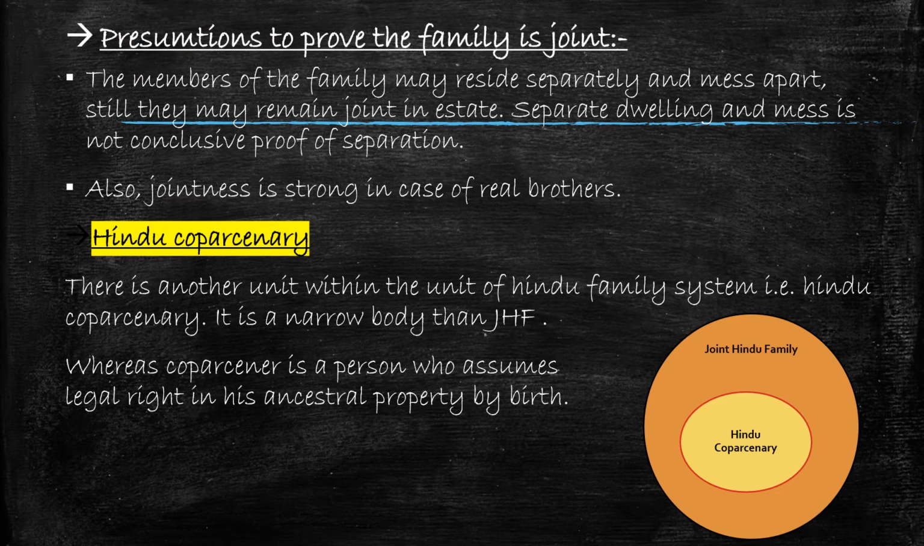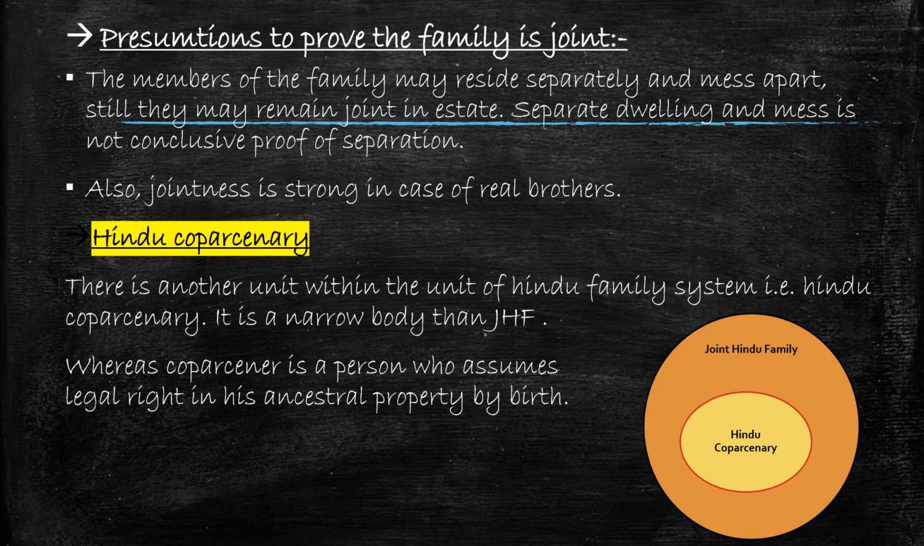Presumptions to prove the family is joint. The members of the family may reside separately and mess apart. Still, they may remain joint in estate. Separate dwelling and mess is not conclusive proof of separation. Also, jointness is strong in case of real brothers.